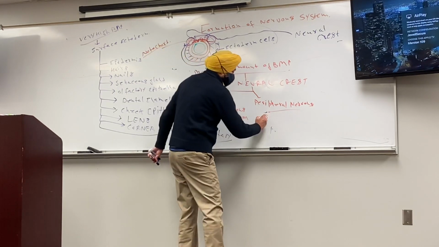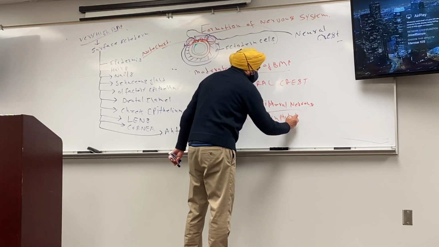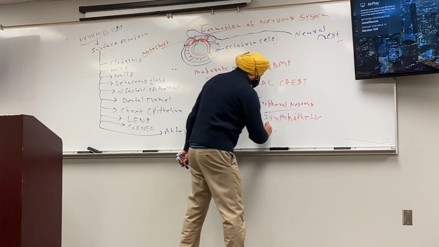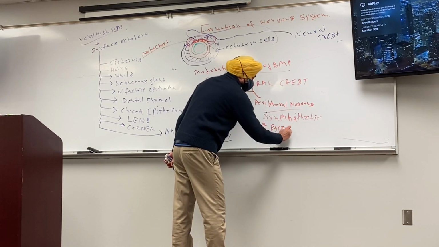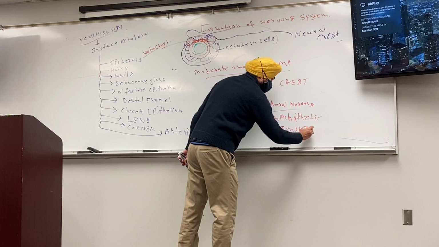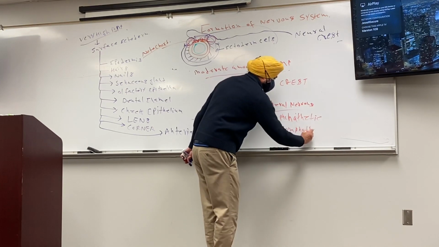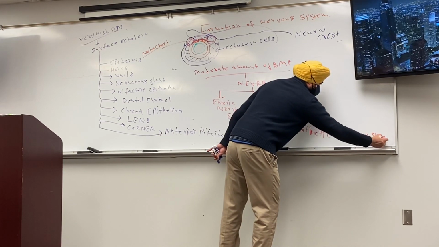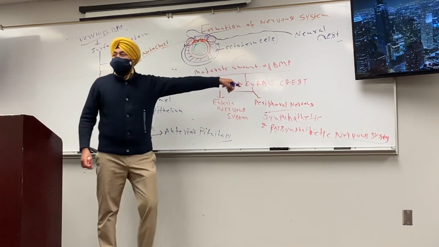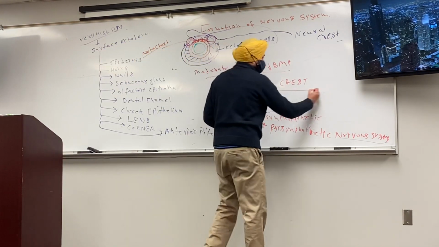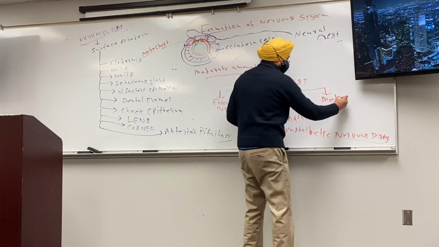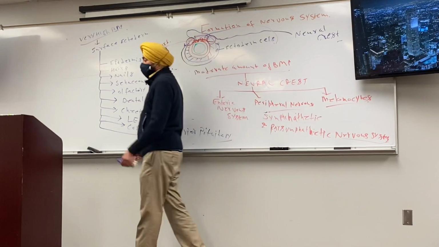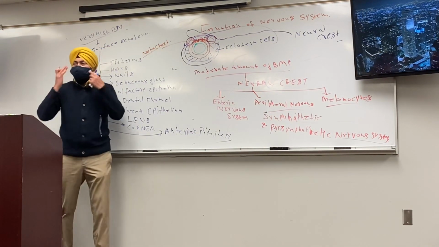Then your sympathetic and parasympathetic nervous system, that all is coming from the neural crest. Then melanocytes, those are the color pigment. They are coming from these neural crest cells. And then facial cartilage.